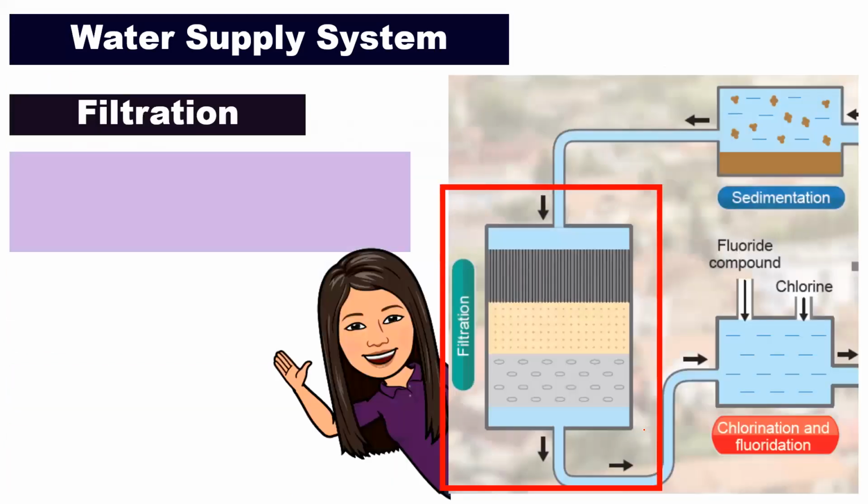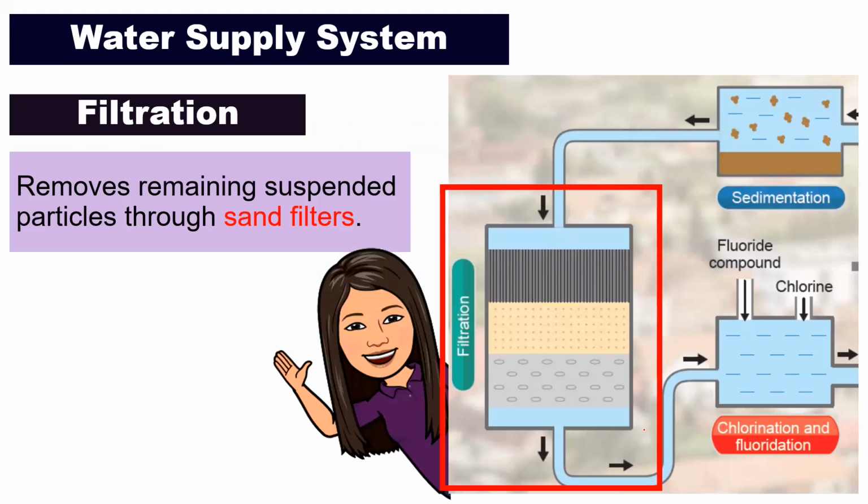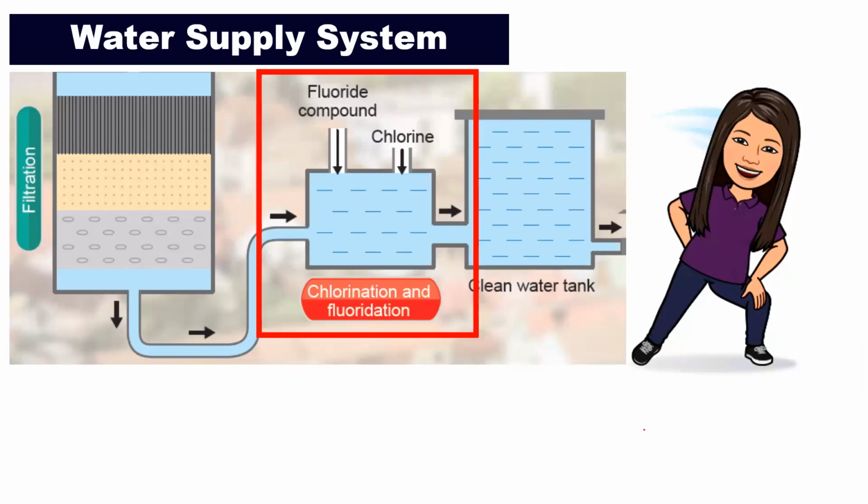Here's your main part, which is your filtration. Any smaller suspended particles that are not mud or whatever will go through the sand filter. Even really fine ones will go through the sand filter, and so the water that comes out will be very much more pure. Then we have the chlorination and fluoridation.